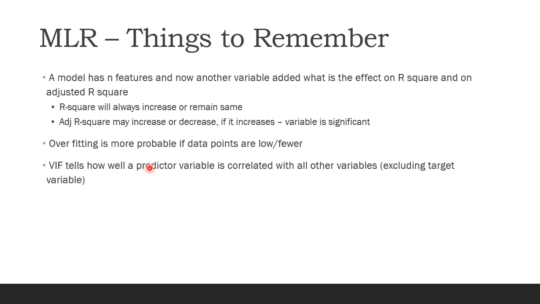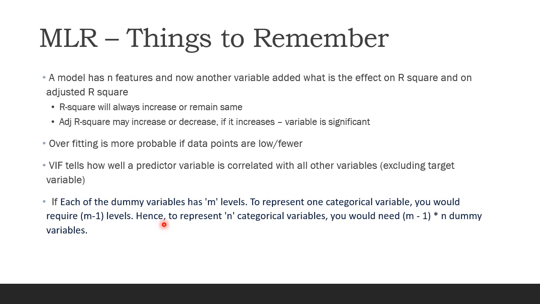VIF tells how well a predictor variable is correlated with all other variables, excluding the target variable. So this is the USP of the VIF measure, wherein it is not just comparing the relation of an independent variable with any one variable, which is done using scatter plots or heat maps, but it compares with all other variables.